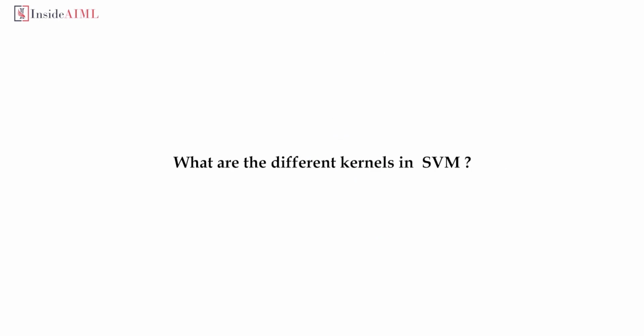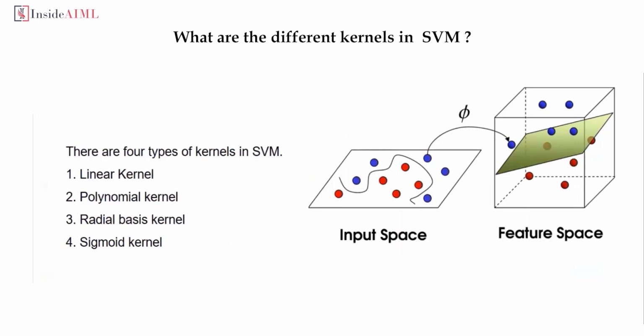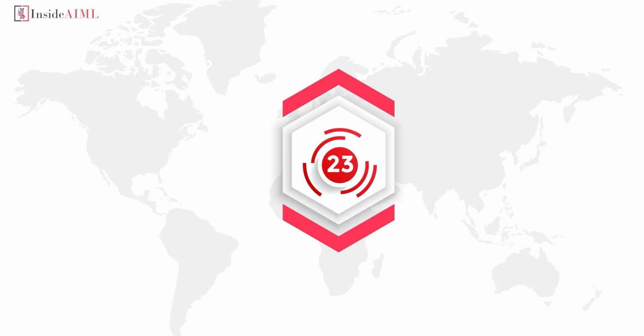Now let's go to the next question. What are the different kernels in SVM? A kernel is a function that takes the data as an input and transforms it into a required form. This is needed because there are situations when you cannot apply SVM onto the actual data, so you need to increase or decrease the dimension depending upon your needs. There are 4 types of kernels: linear kernel, polynomial kernel, radial basis kernel, and the sigmoid kernel.